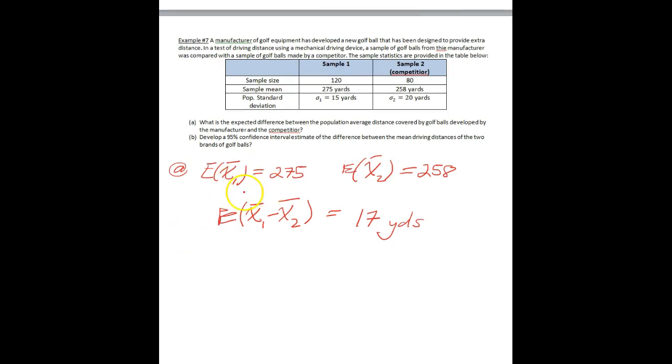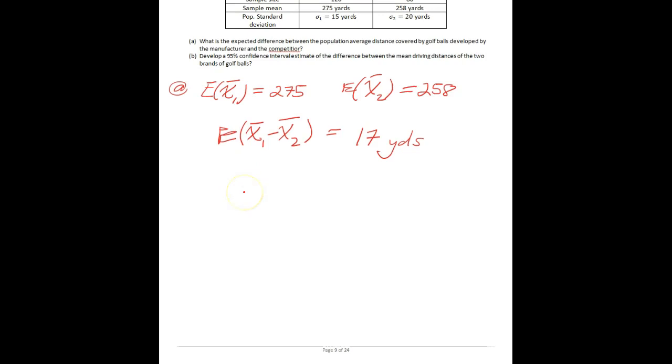All right. Then the next thing is, what is the confidence interval?